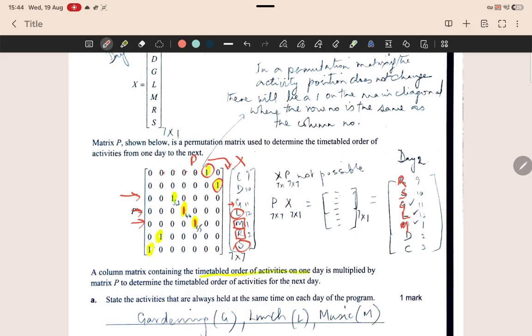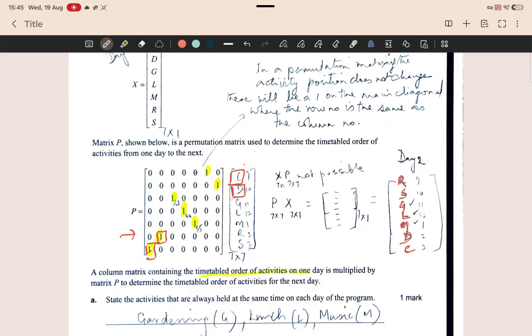And in this row, the 1 is in the 2nd position, and therefore it will multiply D, and D will come out next. And finally, in the last row, it's in the 1st position, and 1 will multiply C, and C will come out next.